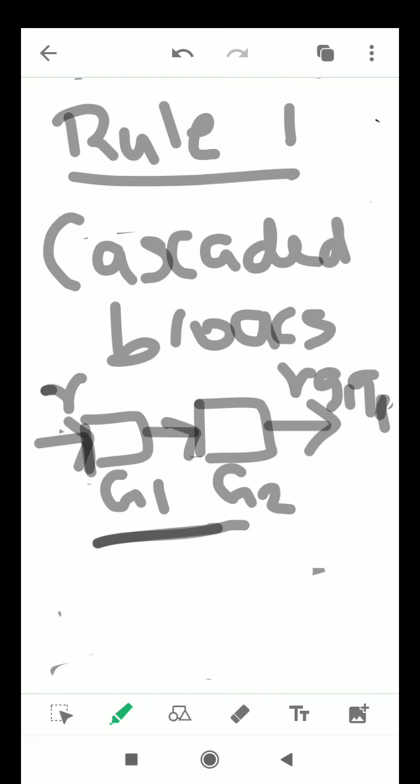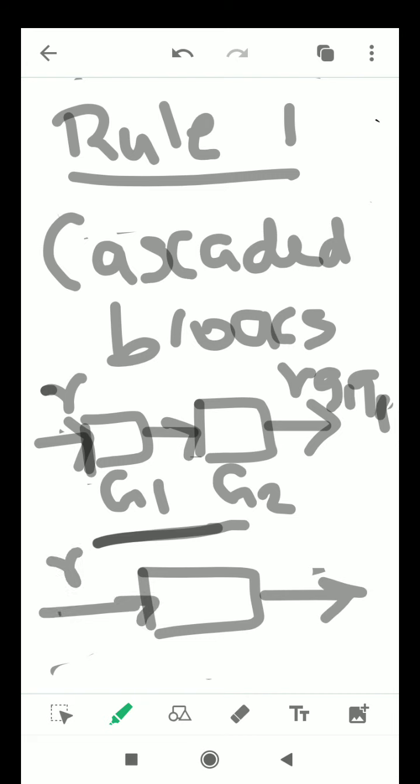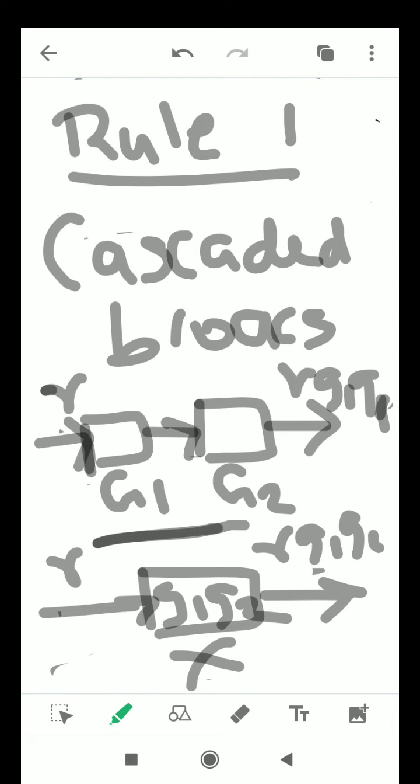Now you have two blocks. My intention is to reduce this block diagram into a simple one, where again the same input should be present and the same output should be present. So the thing I have to do to obtain this input and output is to just multiply these blocks into a single one. So this is rule number one, where I reduce two blocks connected in cascade.